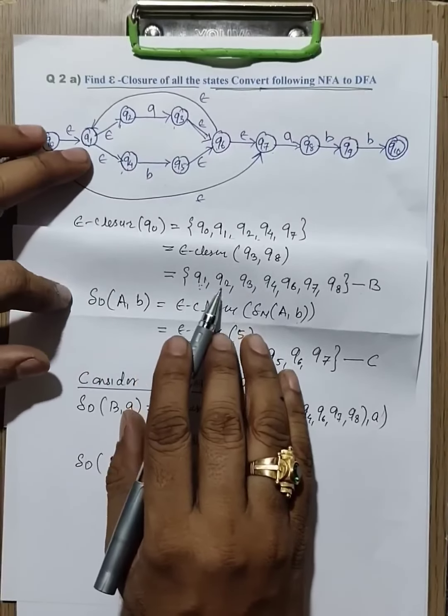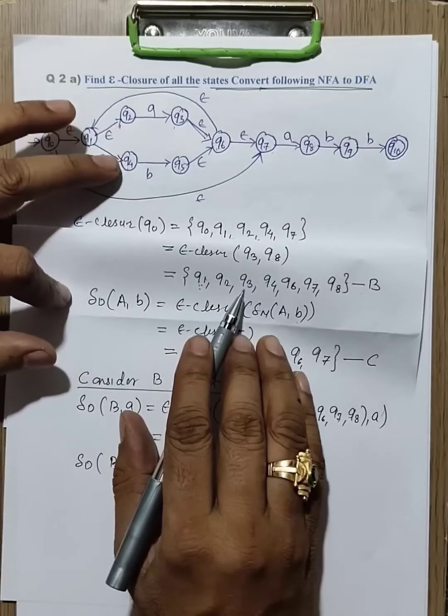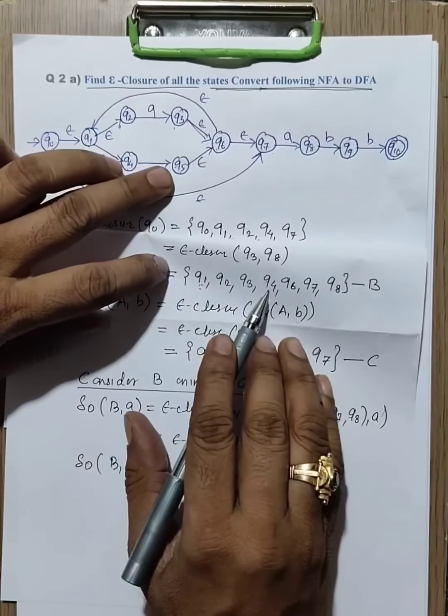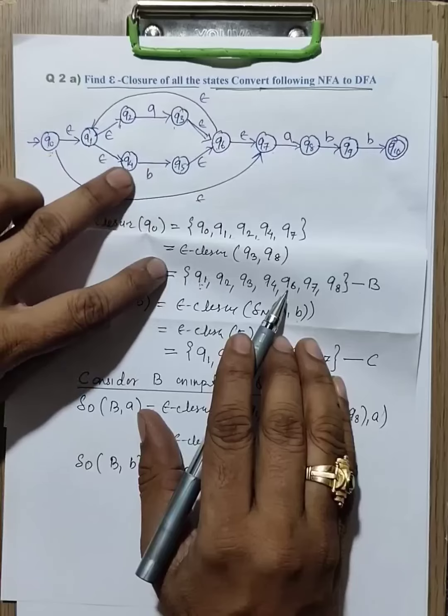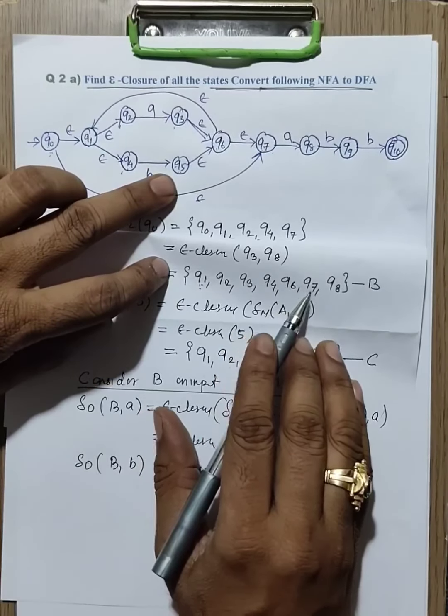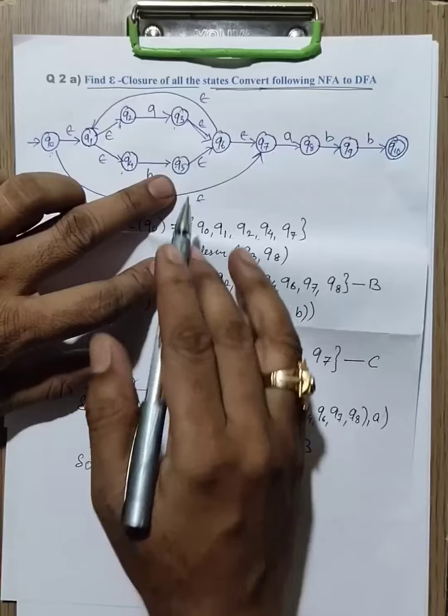Q1 on B? Is there? No. Q2 on B? No. Q3 on B? No. Q4 on B? Q5. Q4 on B is Q5. Q6 on B? No. Q7 on B? No. Q8 on B? Q9.